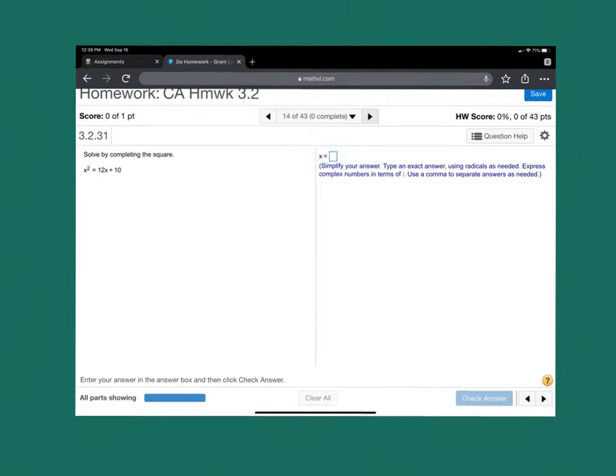All right, so in this one, if we're asked to complete the square, we'll do something similar, except we want the x squared and the x term on the same side of the equation. So if I start off with x squared is equal to 12x plus 10, I move the x term over to the other side with the x squared, so I get x squared minus 12x. And my 10 stays over on the other side.